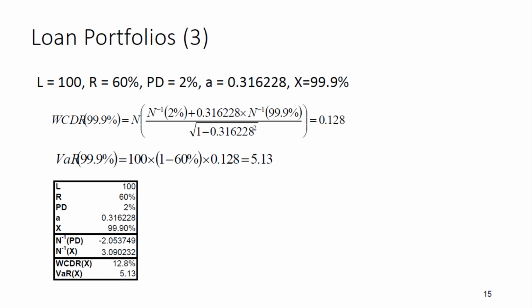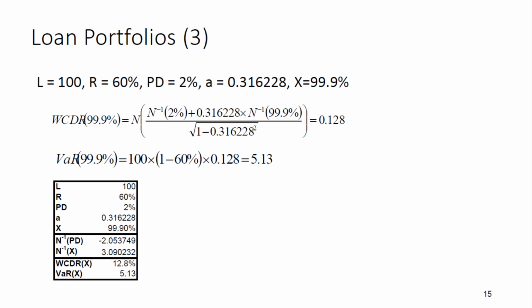We need to determine the normal inverse at 2%, the PD, and the normal inverse at 99.9%. There are lookup tables for that. Then we fill in the sensitivity for the common factor, A, both in the numerator and the denominator. All of that you evaluate in the cumulative standard normal distribution function, and the outcome is 12.8%. So let's think for a moment what this 12.8% actually means.